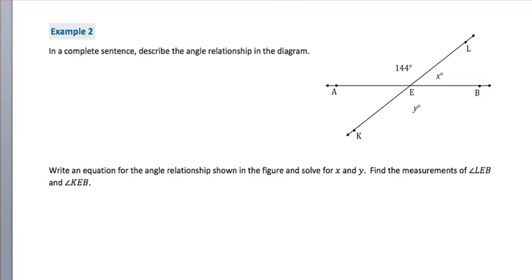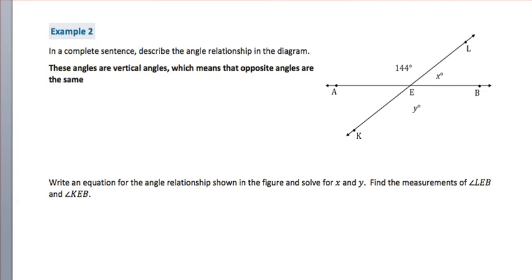In example 2, they ask us in a complete sentence to describe the angle relationship in this diagram. And these angles are vertical angles, which means that opposite angles are the same, and that term is congruent. So we'll write an equation for the angle relationship and solve for x and y.